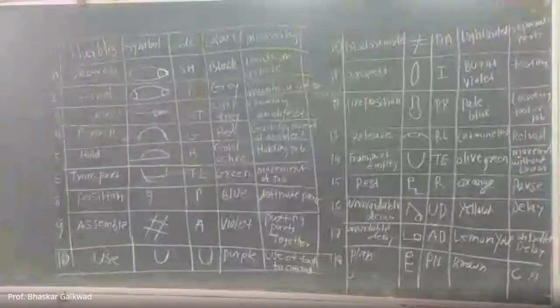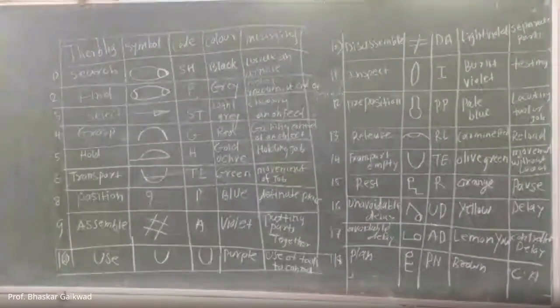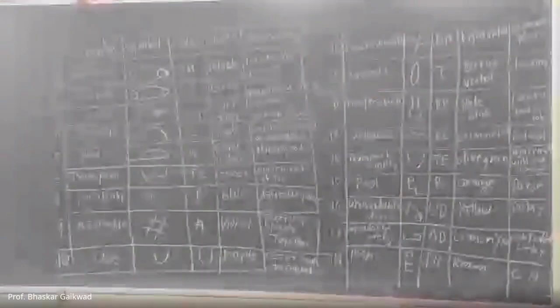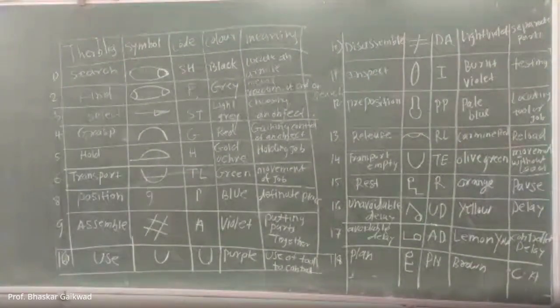Assembly. On your result sheet, you might also have seen this symbol. That is the assembly of all subjects. Five subjects are there, and the related marks. The assembly symbol has code A, violet color, and means putting parts together. All parts we have to put together, like all subject marks on one sheet.